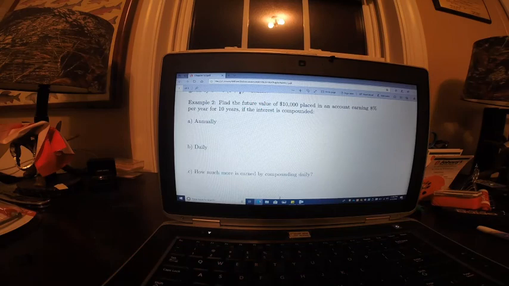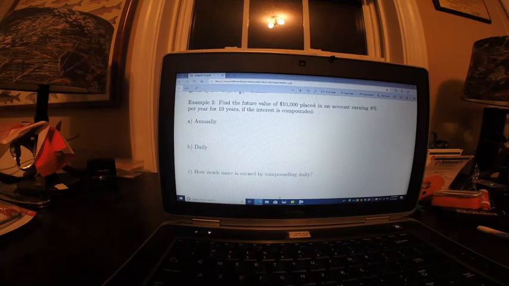Example 2 says find the future value of $10,000 placed in an account earning 8% per year for 10 years if the interest is compounded annually, daily. And then C says how much more is earned by compounding daily.